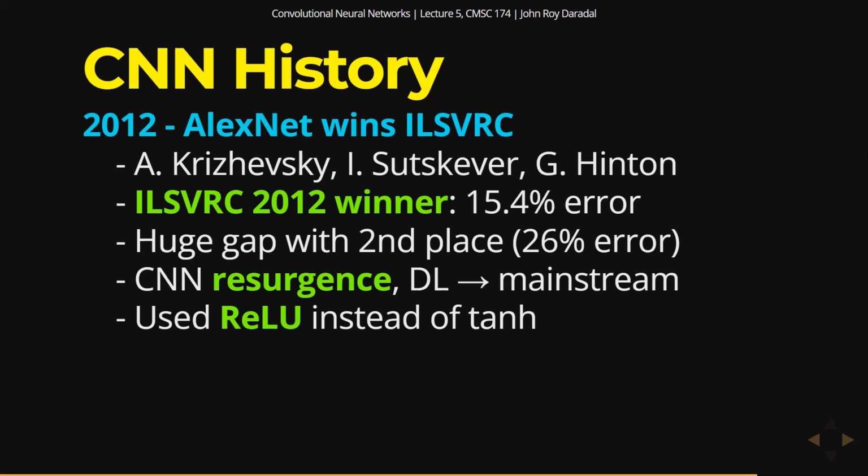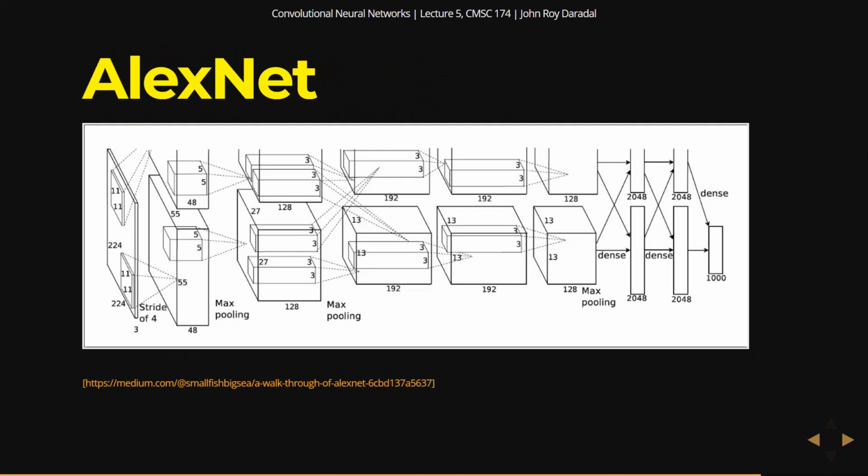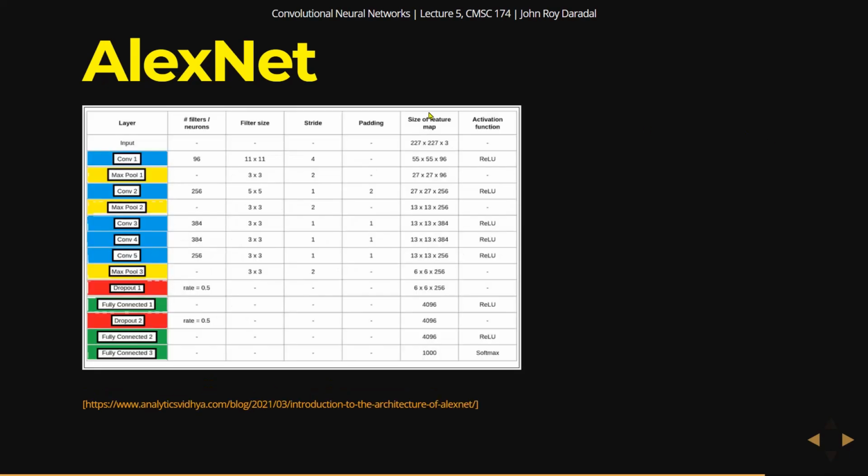Okay, and they used the research from the previous year to use ReLU instead of hyperbolic tangent, and they were also the ones who introduced dropout and data augmentation to avoid overfitting. Okay, so the dropout layer is actually due to them. So this is the illustration of the architecture of AlexNet. Now if we dive deeper into it, this is the architecture in detail. So you have the conv layer with 96 filters, and the filter size is 11 by 11. Okay, all of the activation functions are ReLU, by the way.